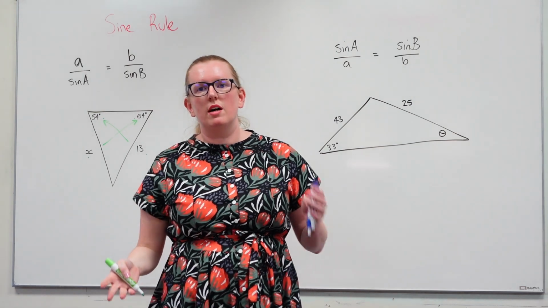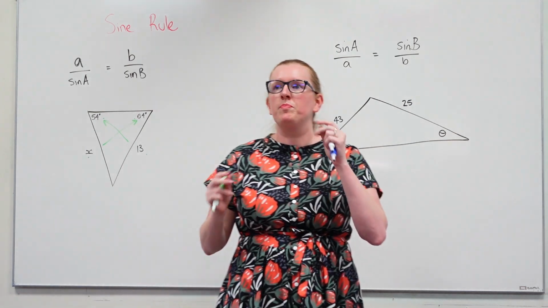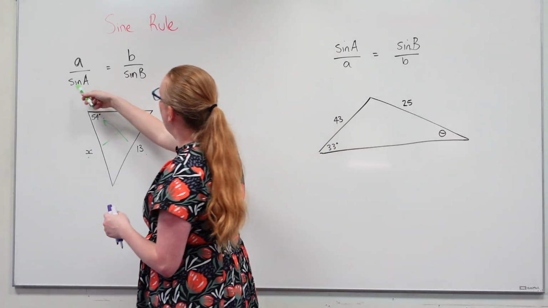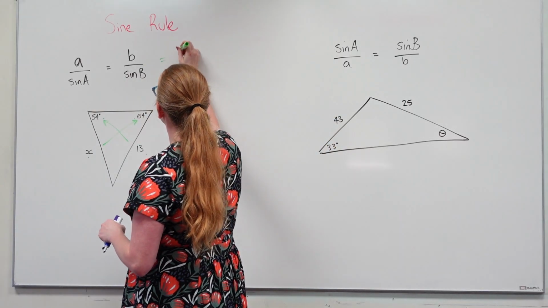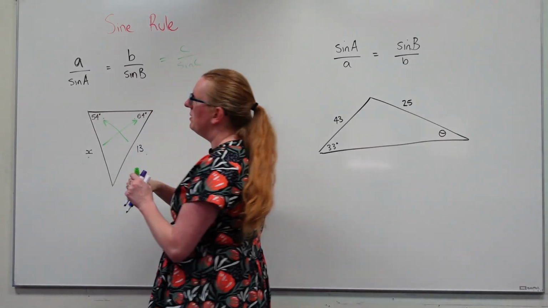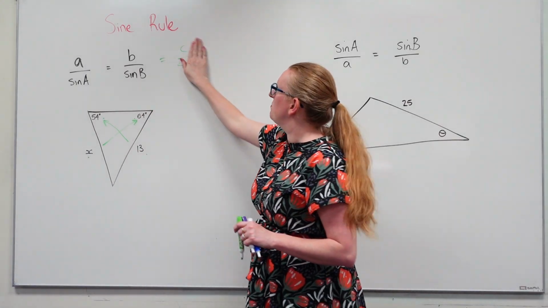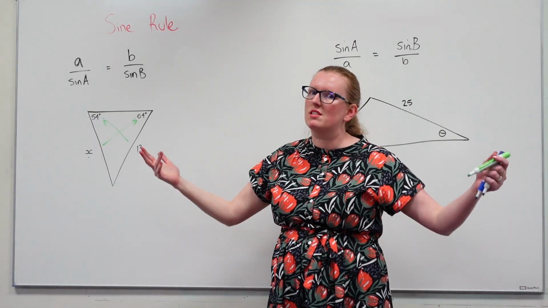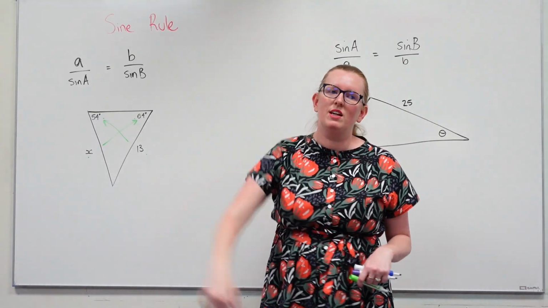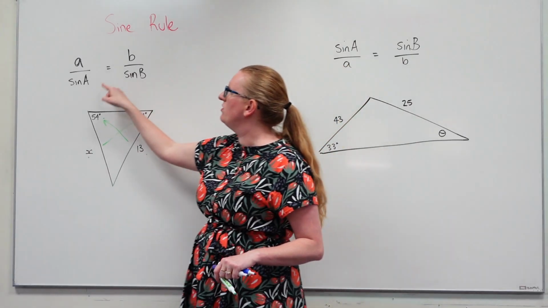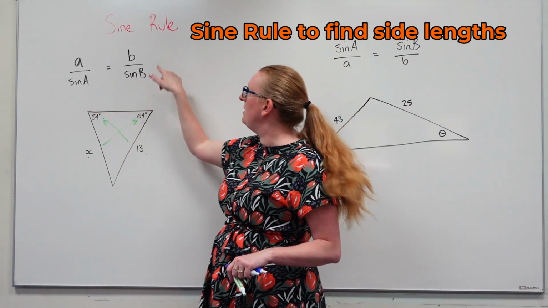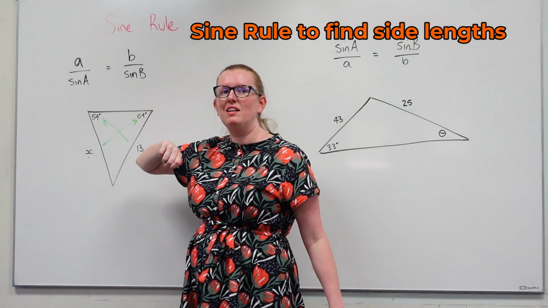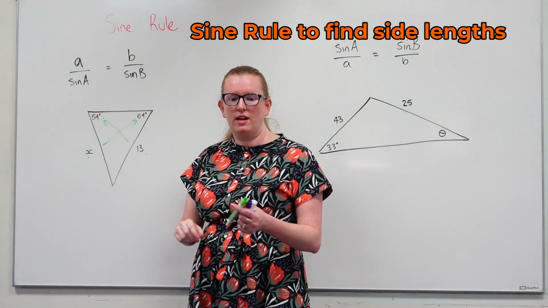Now, when it comes to the sine rule, the HSC reference sheet says a over sine A equals b over sine B equals c over sine C. But we don't really need that last bit. It's just there. You don't need it. All you need to know is a over sine capital A equals b over sine capital B. Now the little a represents the side and a capital A represents the angle.